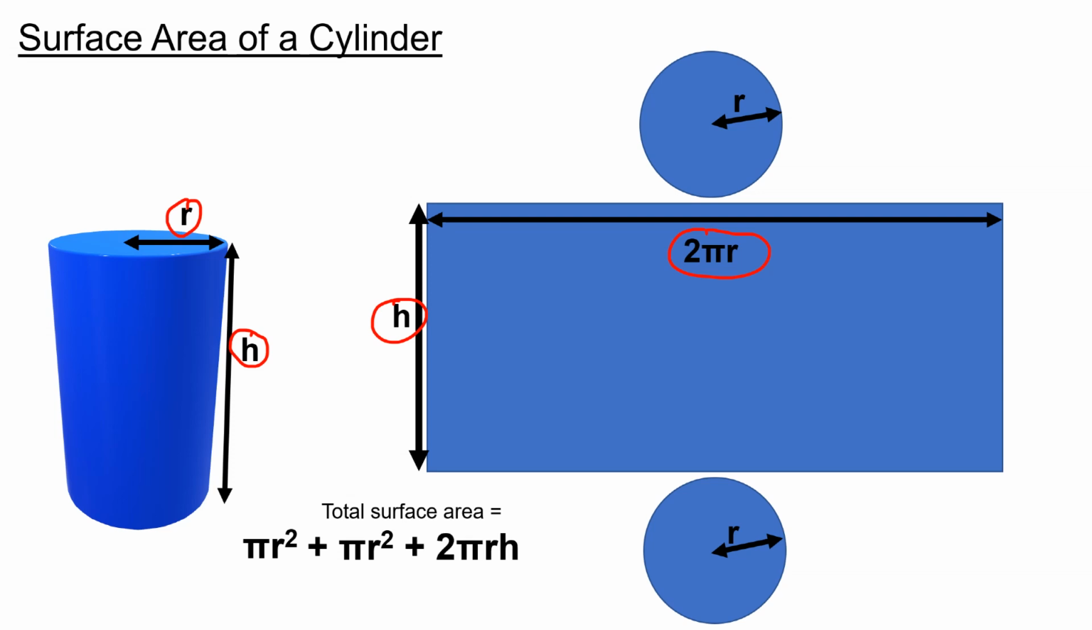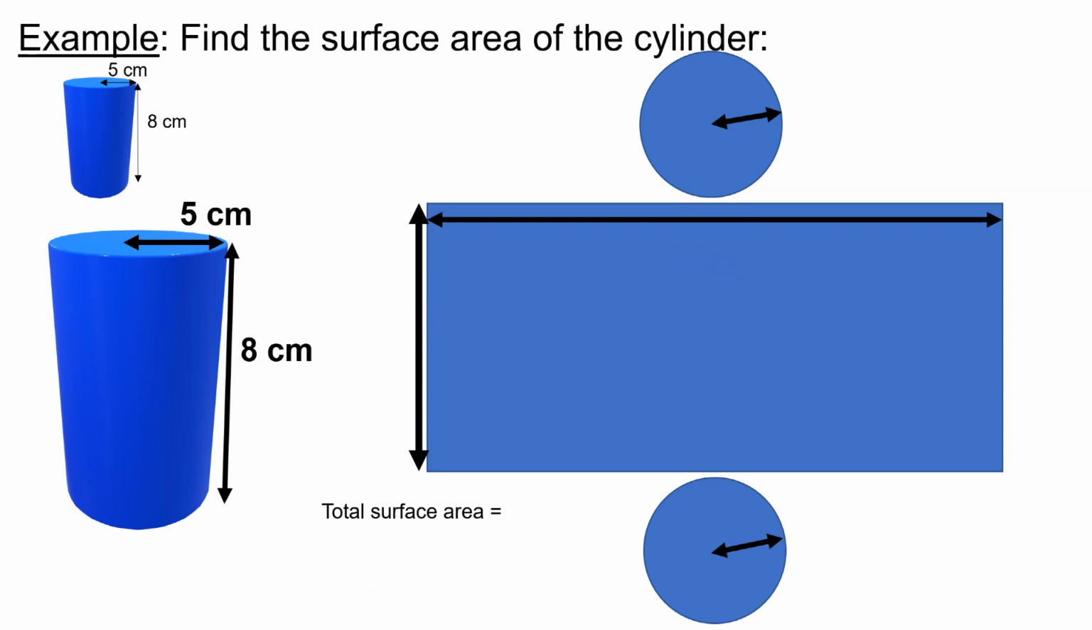Pi r squared plus pi r squared is 2 pi r squared. So if you want to think of it as a formula, it's 2 pi r squared plus 2 pi r h. But that's a bit of a mouthful. I think it's generally easier to just think of the net and work from there. So if we look at this example, we have radius 5 and height 8. I've drawn the net on the right hand side and I can just fill the numbers in.